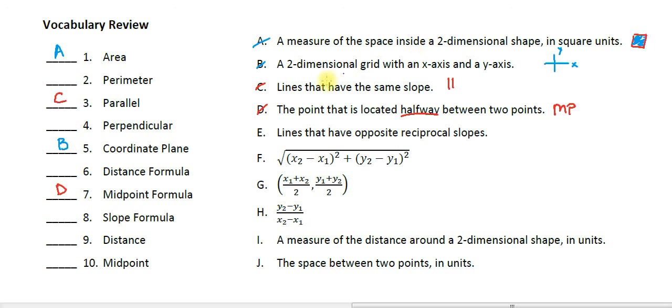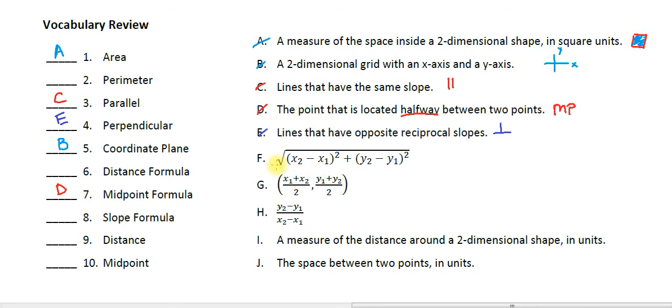Letter E. Lines that have opposite reciprocal slopes. Opposite reciprocal slopes is a definition of perpendicular lines. So letter E must be perpendicular. Here is number 4. Letter E is perpendicular.